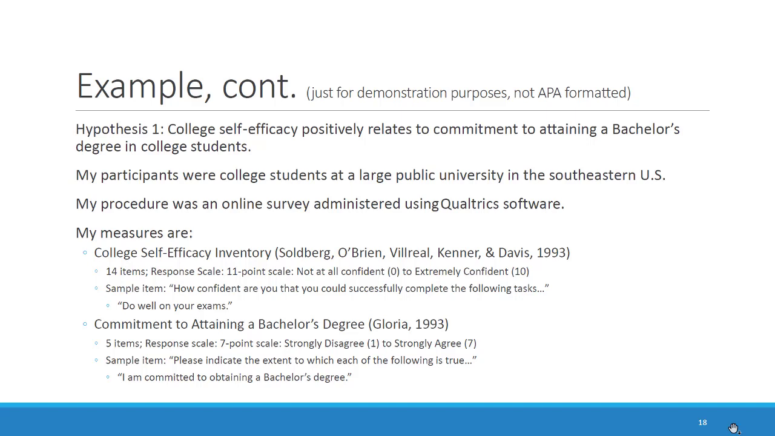So this is meant as a preview of what you will need to think about going forward for your paper number 2. You will be talking about your participants, you'll talk about your procedure, and you'll talk about your measures, and you'll provide some of this same information in those sections for your paper 2.